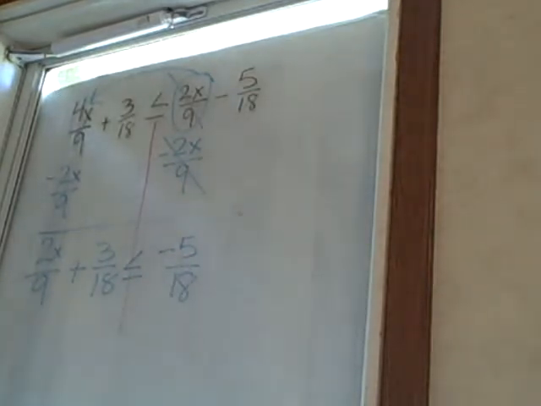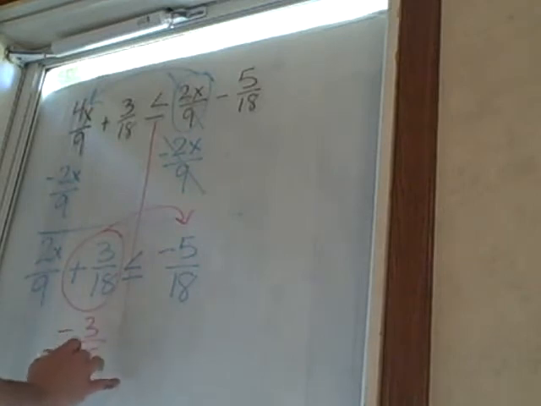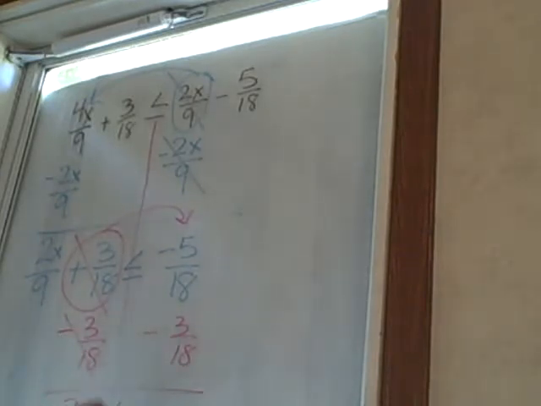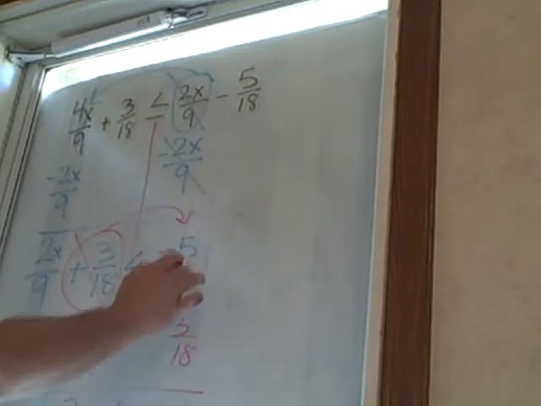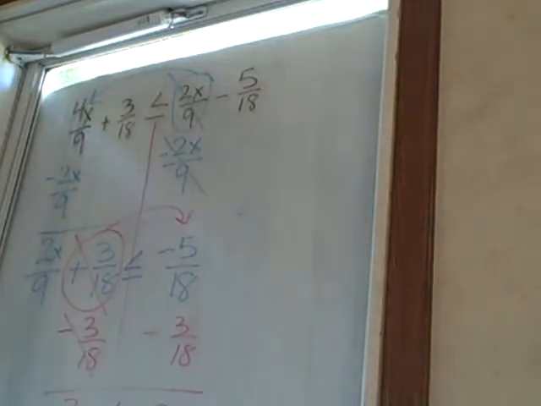My next step is then to move this 3 over 18 to the other side. I do that by making it negative 3 over 18. I get 2 over 9x is less than or equal to. They have the same sign, so I add 5 and 3 to get negative 8 over 18. I get rid of that fraction by multiplying by its reciprocal. So here I multiply by 9 over 2, multiply by 9 over 2.